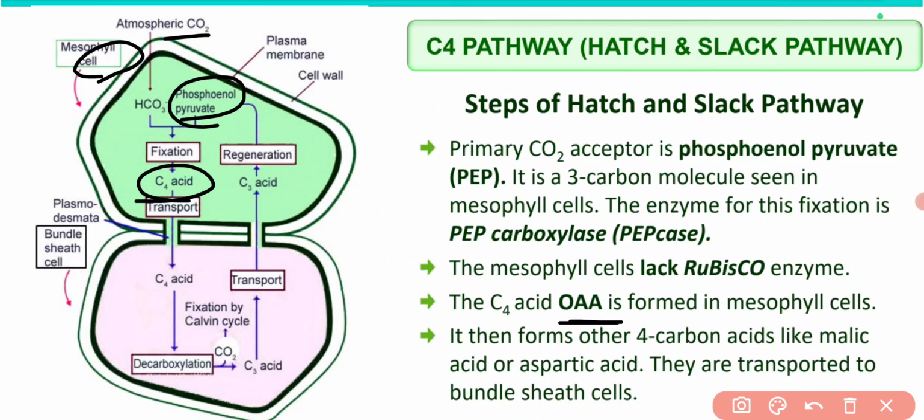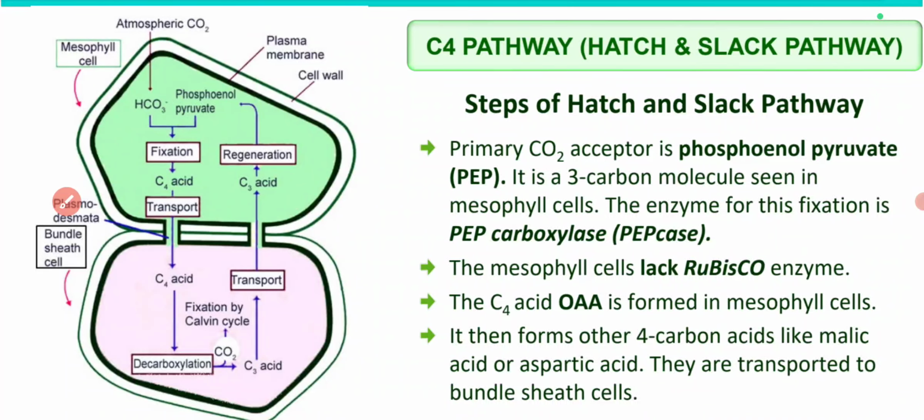It then forms other 4-carbon acids like malic acid and aspartic acid. Then they are transported to the bundle sheath cell. Oxaloacetic acid cannot be transported directly through the plasmodesmata into the bundle sheath cell, so it has to be converted to malic acid or aspartic acid. Then they are transported to the bundle sheath cell.